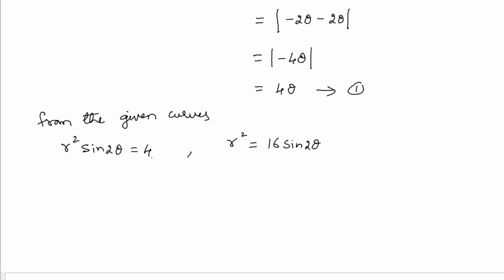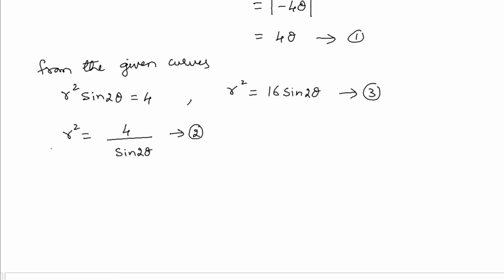I need to get theta from these two given curves. So I'll take r square on one side. So you have 4 divided by sine of 2 theta. Let me take this as equation number 2 and this as equation number 3. If you compare equations 2 and 3, the left hand side values are equal. So therefore we can just equate the right hand side values.